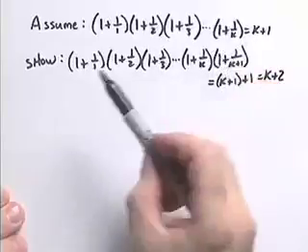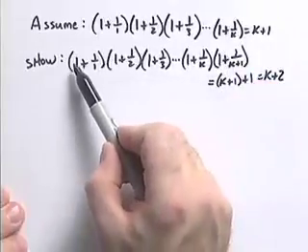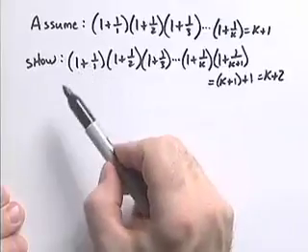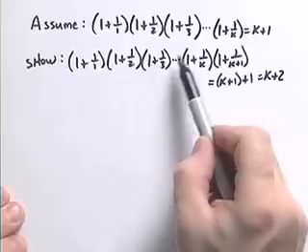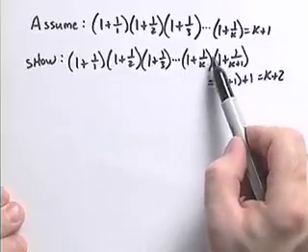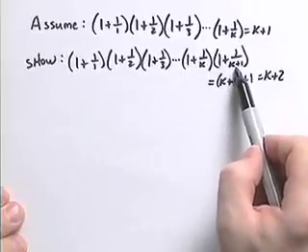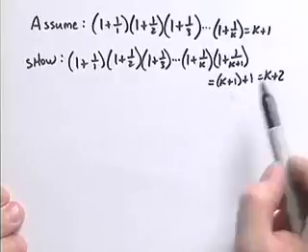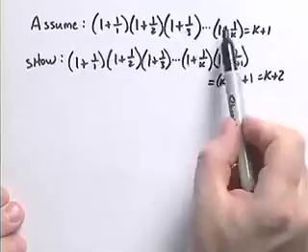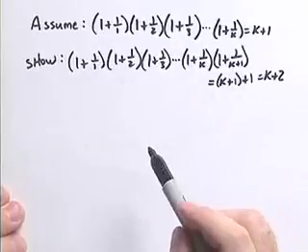Assuming this is true, we'd like to show then that this is also going to be true for k + 1. That is, that (1 + 1/1)(1 + 1/2)...(1 + 1/k)(1 + 1/(k+1)) equals k + 1 + 1, which equals k + 2. So we're going to assume this is true and try to show that this is also true.